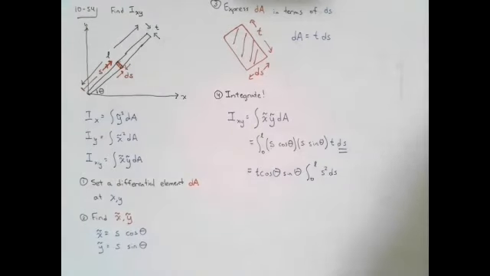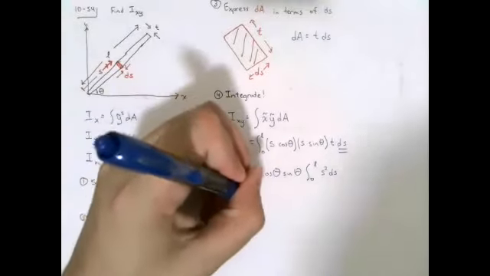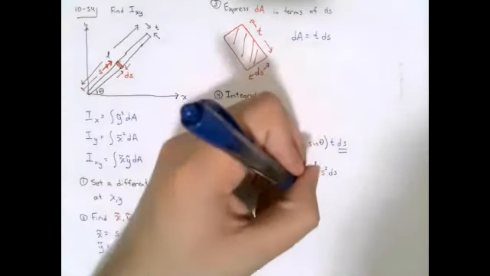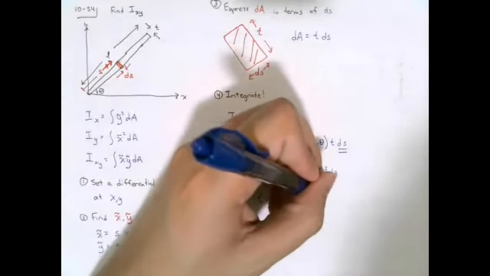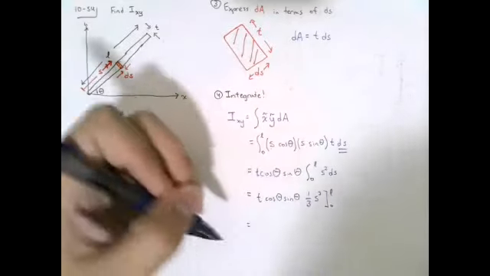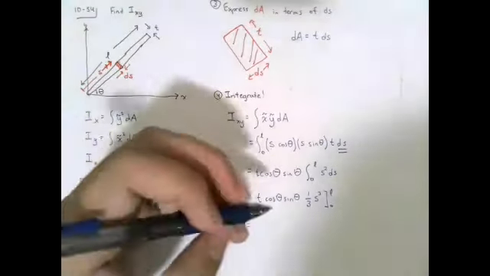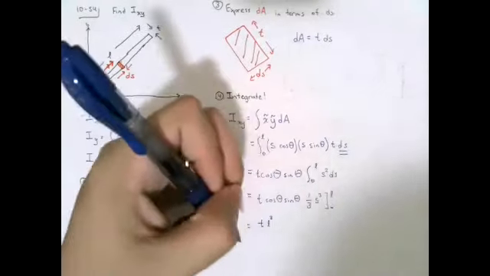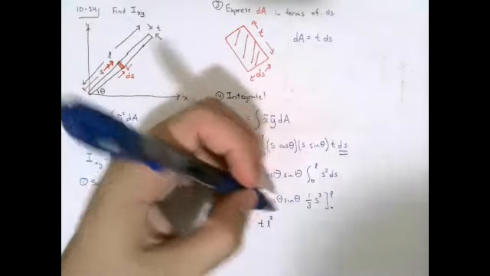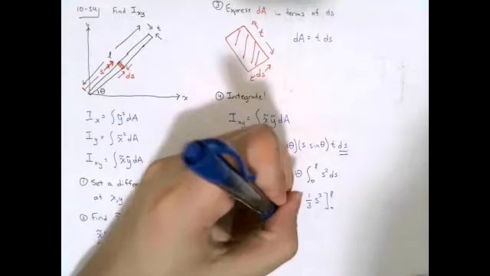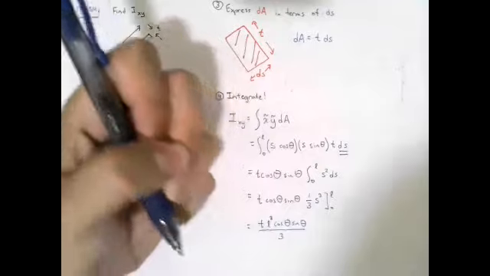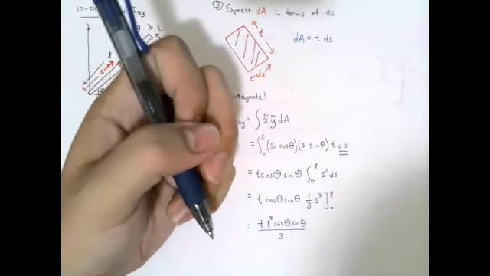So if the integral goes from 0 to L of s squared ds, integrating this should be relatively easy. I have my constants, t cosine theta sine theta, and this integral is 1/3 s to the power of 3 evaluated from 0 to L. Evaluating this from 0 to L will give us, I'm going to write it down here, t L cubed cosine theta times sine theta divided by 3. And this is your answer. This is your product of inertia.